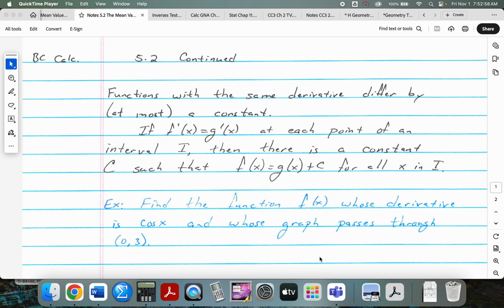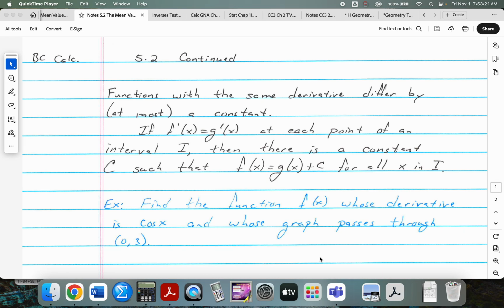And if you think about that for just a second, if you come up with two functions that are different from one another, that have exactly the same derivative, the only thing that could have been different is the constant term. If the constant term is different, it doesn't matter because the derivative of the constant term is 0.